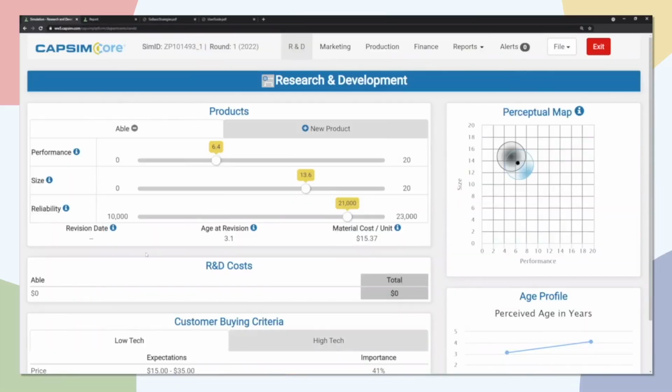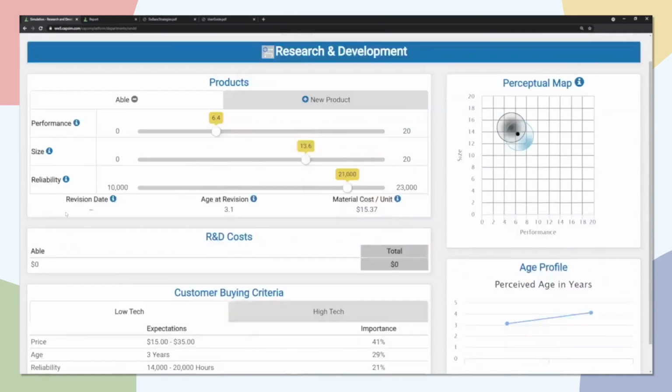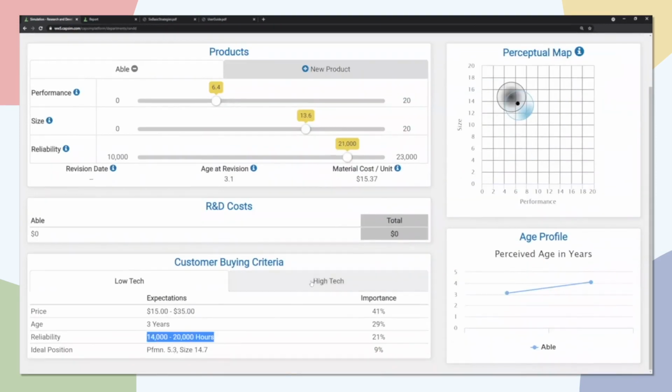In the simulation, you can start, for example, by taking a look at the reliability of your product. Keep in mind, reliability is one of those very important elements that make up the customer buying criteria. So you want to be mindful about how important the reliability is to the customer. This actually ties really well into the product design topic. We'll go over that in just a minute.